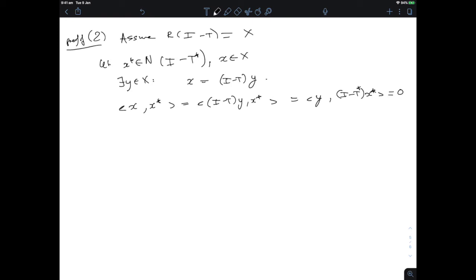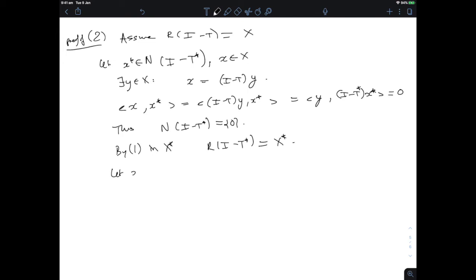So what have I proven here? I've proven that any x star in the null space of I minus T star is 0 when tested against an arbitrary element x in X. So that is really giving me that x star is 0, and therefore this null space has to be trivial. Okay, but now I can apply (1) in X star using that T star is also compact, and I get that the range of I minus T star has to be the entire dual.